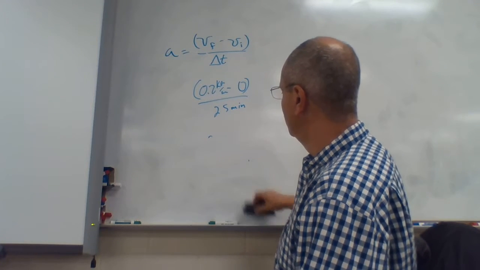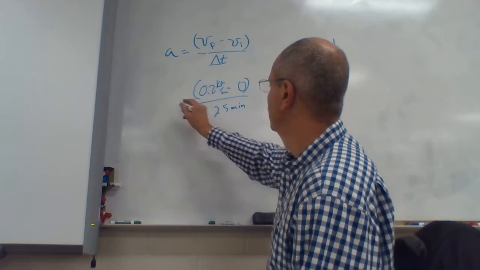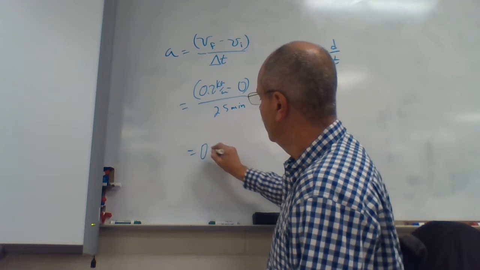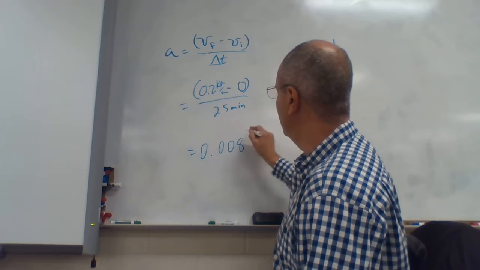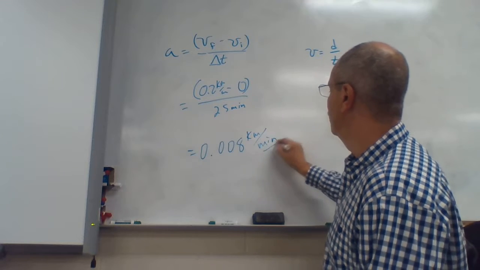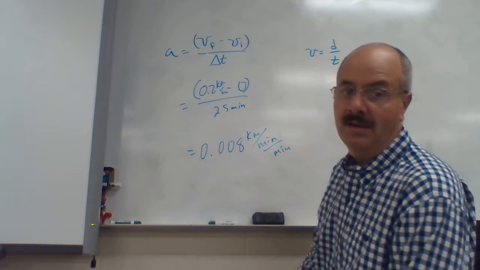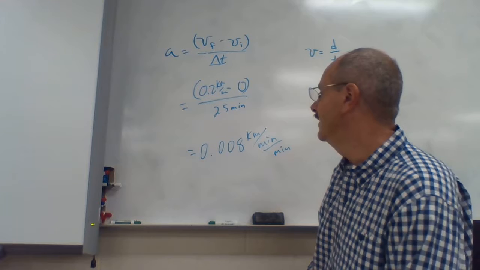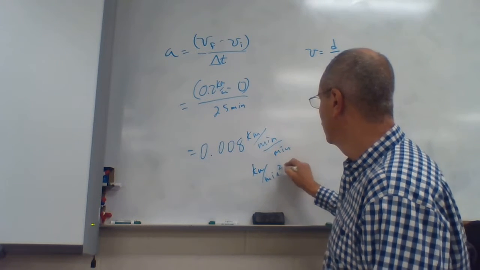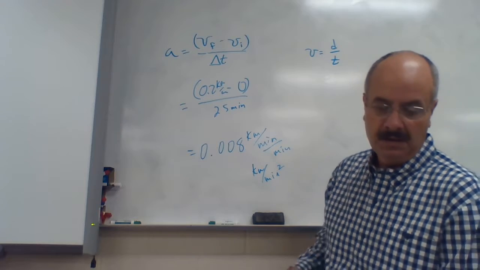So we're going to take 0.2 divided by 25, because that's what that ends up doing. When we divide that out, we get her acceleration of 0.008 kilometers per minute per minute. She didn't accelerate very much, did she? Nope, not over that time. And then we can also rewrite that as kilometers per minute squared if we wanted to instead.